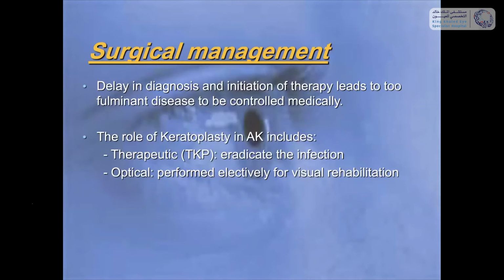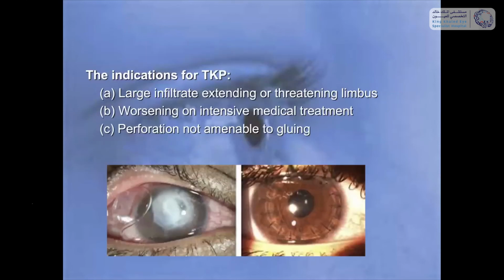What about the surgical options? Delay in diagnosis and initiation of treatment leads to a disease too fulminant to be controlled medically. The role of keratoplasty here is either therapeutic, to eradicate the infection, or optical, for visual rehabilitation. The indication for therapeutic PKP is usually a large infiltrate extending or threatening the limbus, or worsening despite intensive medical therapy, or perforation which is not amenable to gluing.